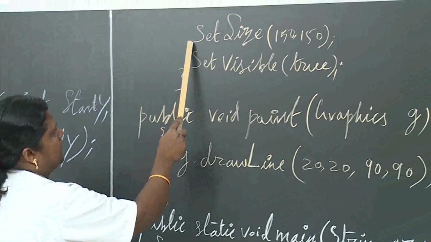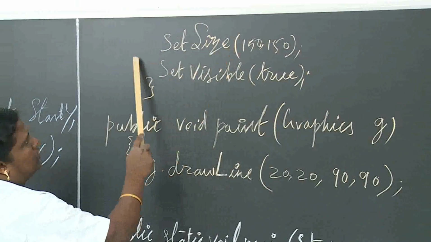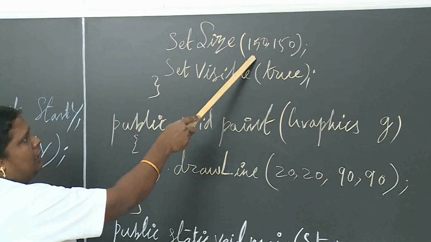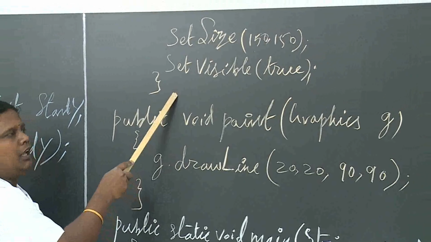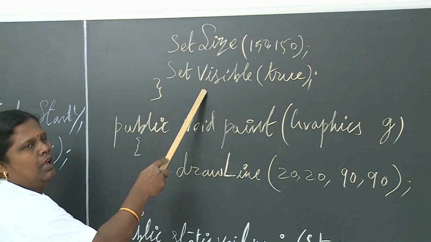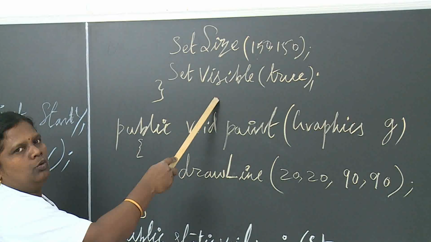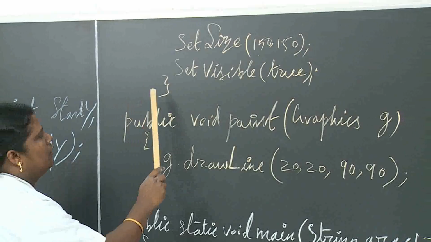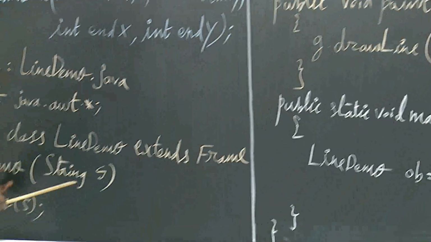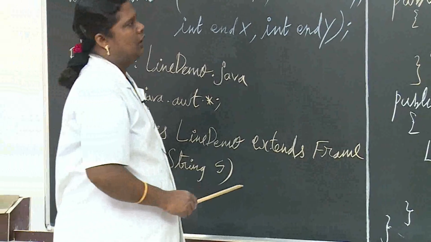Then next is setSize. It's going to set the frame size with the parameters 150, 150, like x coordinate and y coordinate. Then the function called setVisible is going to enable the frame. In order to hold the line, it is enabling the frame. So these are the three functions available within the constructor.